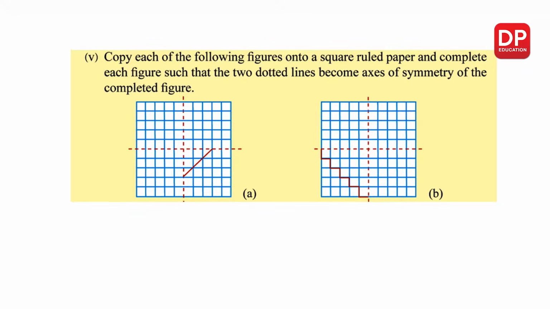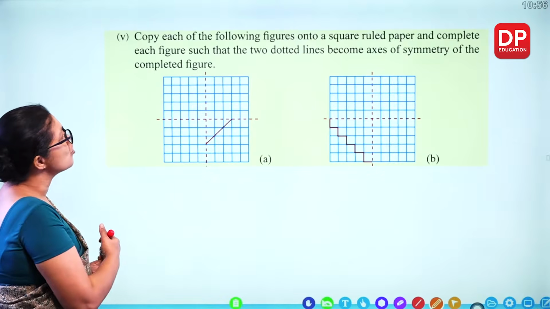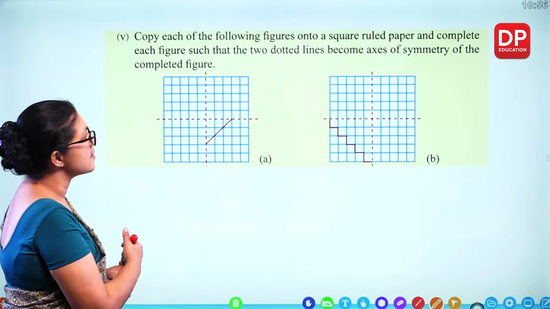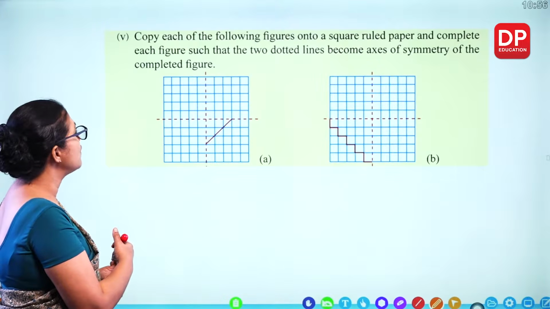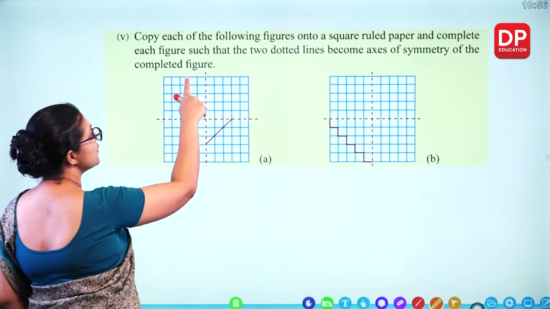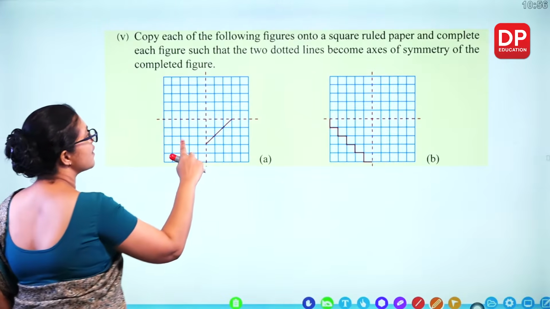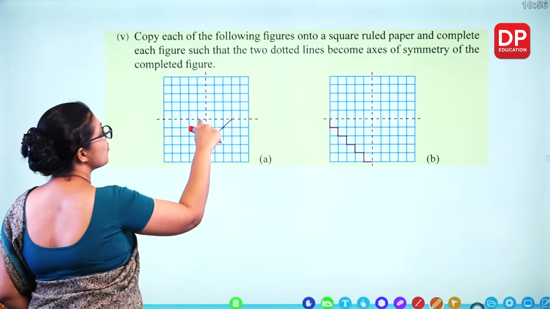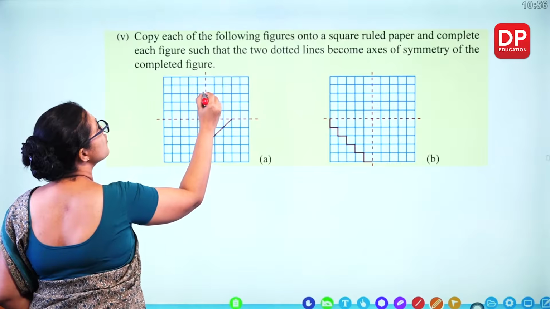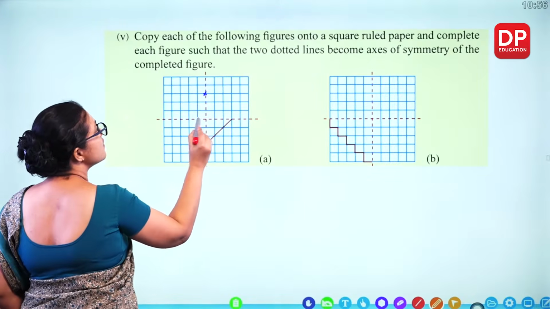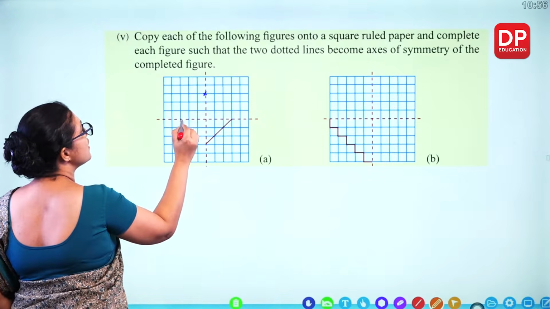Copy each of the following figures onto your square ruled paper and complete each figure such that the 2 dotted lines becomes axis of symmetry of the completed figure. So 2 axes of symmetry, so you have to complete this diagram. So think about how many squares this way, 3. So you have to mark 3 squares here, 3 squares to this side, 1, 2, 3 here.